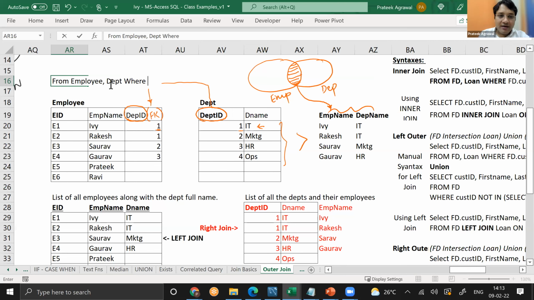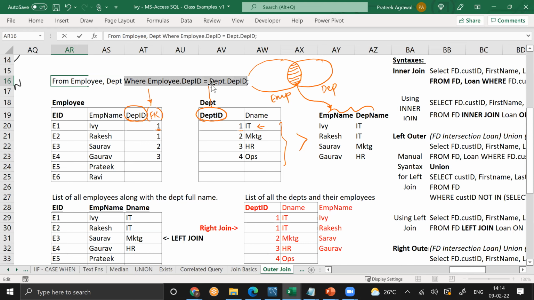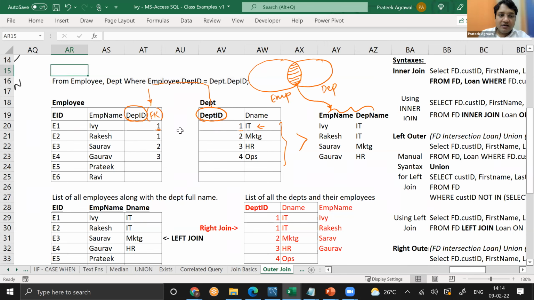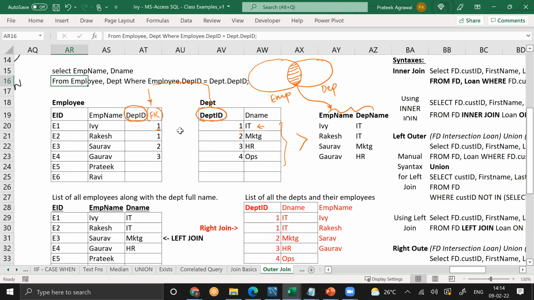Then if we write where employee.dpid is equal to department.dpid, department ID, right? That means this statement will convert this join into what kind of a join? Inner join. Intersection join or inner join, right? So we will write select emp name, comma, d name. You understand, Faisal?